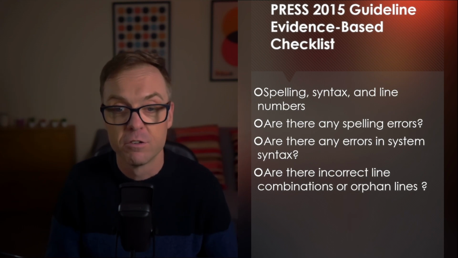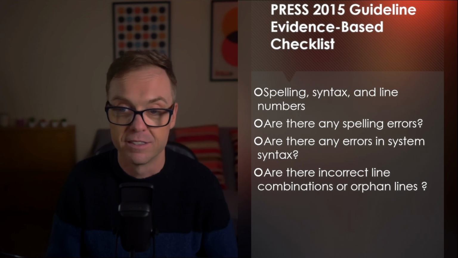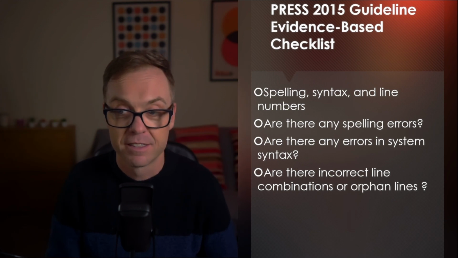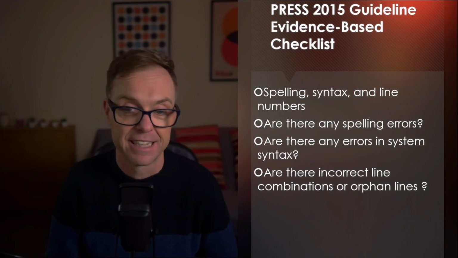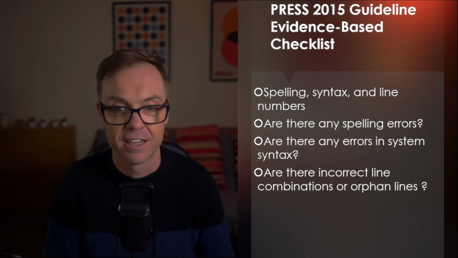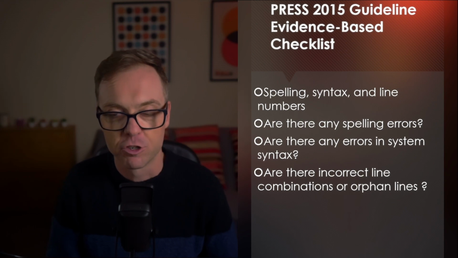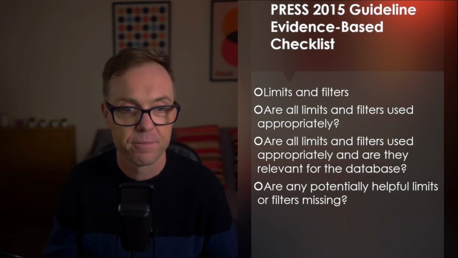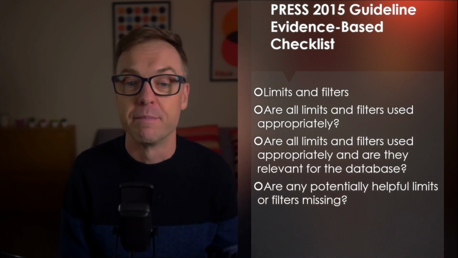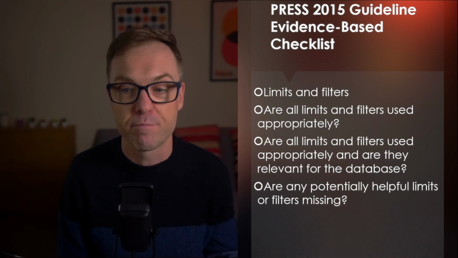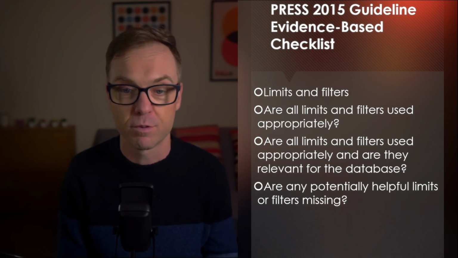Overall, we just need to review the search strategy for misspelled words and for errors in the system syntax that can't be found by spell checking. And we need to check our line numbers and combinations of line numbers to make sure we've correctly implemented the logic. In terms of the search limits and the filters, are they appropriate and relevant given our research question?